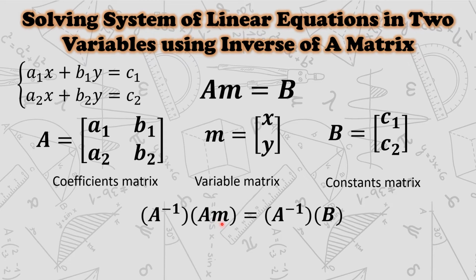Hence, we have the variable matrix left on the left-hand side of the equation, and then on the right-hand side of the equation, the inverse of A times matrix B. This will be our equation in finding the values for X and Y. Again, that is the inverse of matrix A times the matrix B.